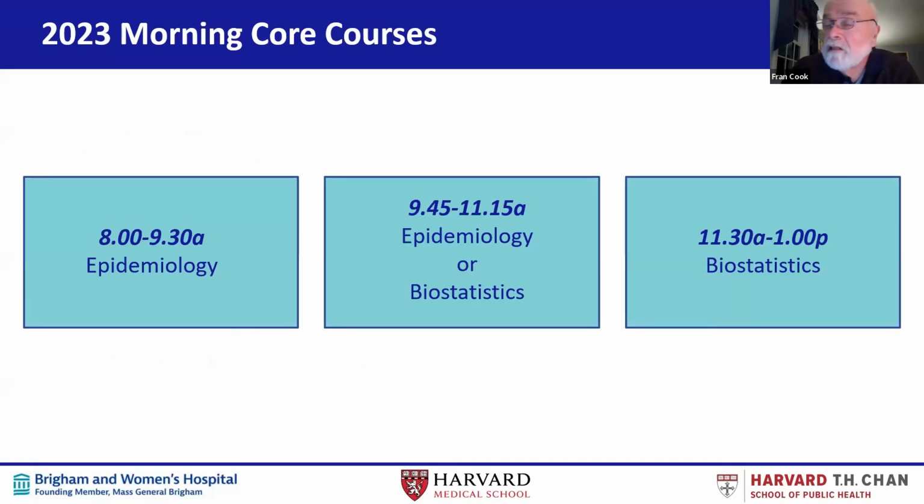This is what the morning looked like last summer. Students came at 8 o'clock in the morning for a 90-minute class on introductory epidemiology. At 11:30, there was a 90-minute class in biostatistics. And sandwiched in between those two was sometimes epidemiology, sometimes biostatistics, sometimes it was computer lab, sometimes it was office hours, sometimes it was an additional lecture or so. So the morning was entirely focused on introductory epidemiology and introductory biostatistics.